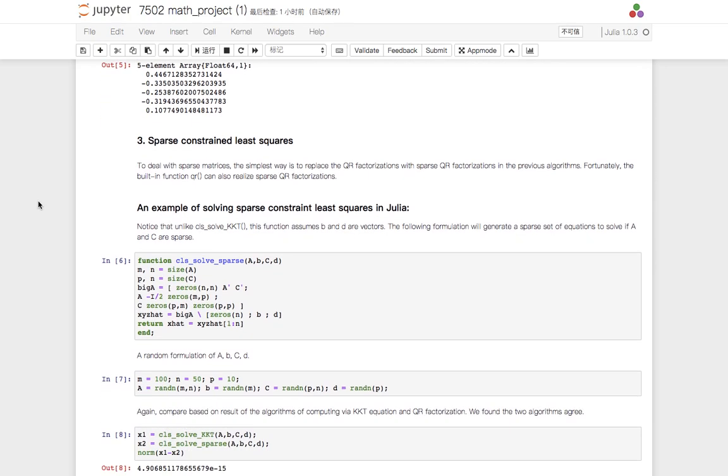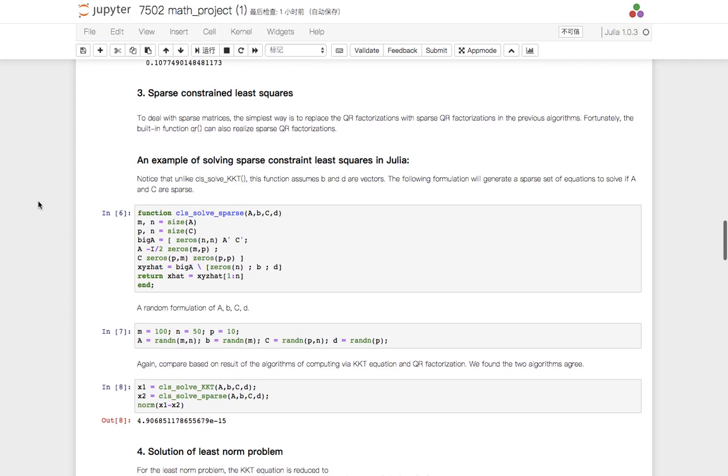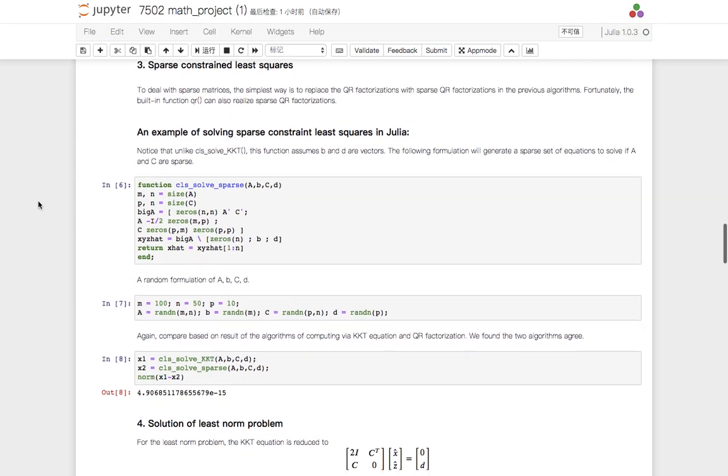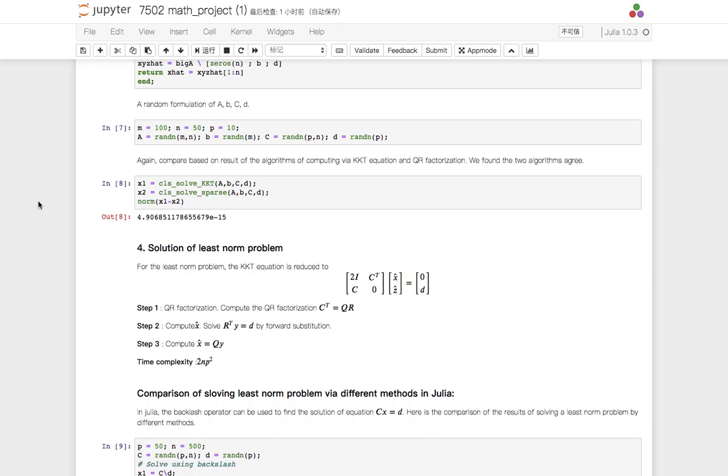In addition, when we form the KKT matrix, one potential problem is that the Gram matrix A transpose A can be far less sparse than the matrix A. This problem can be avoided.